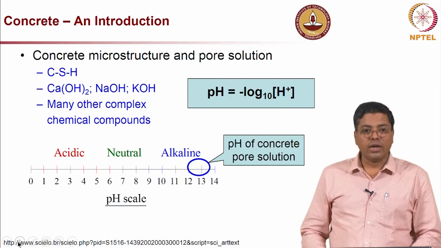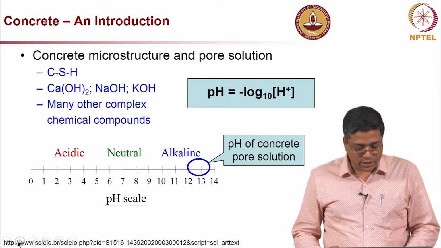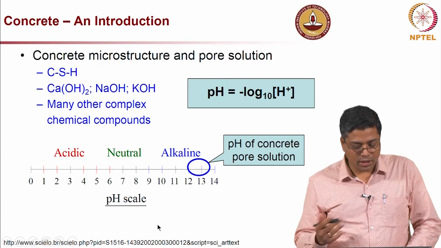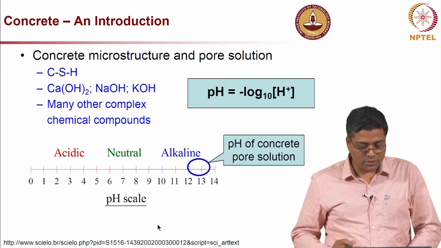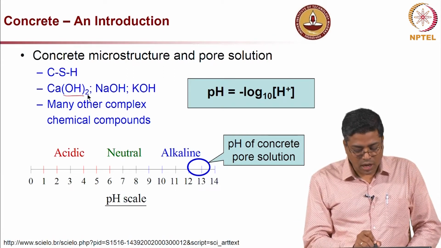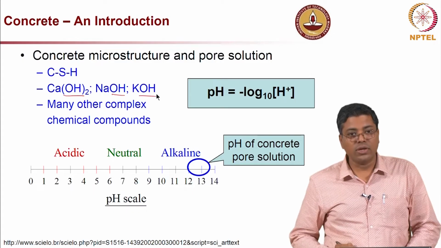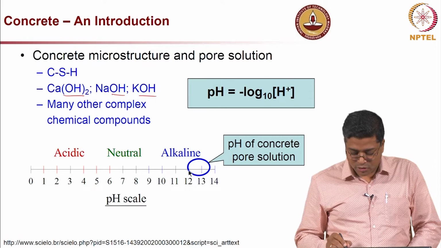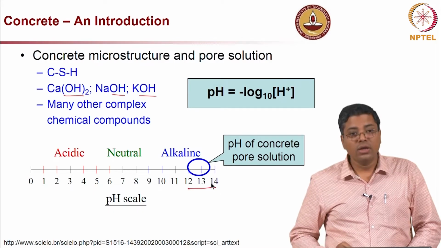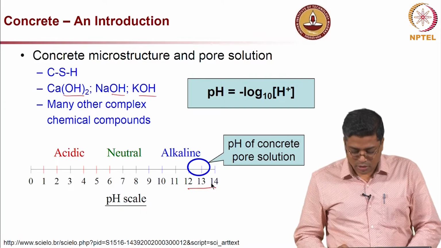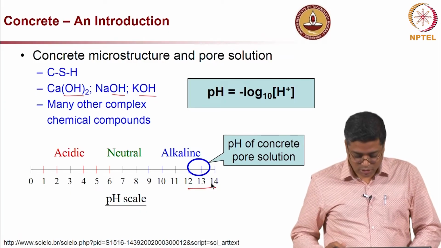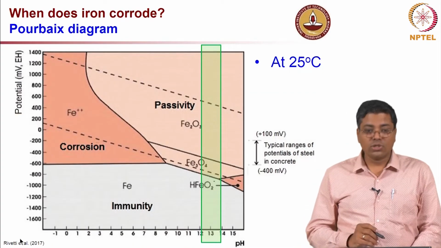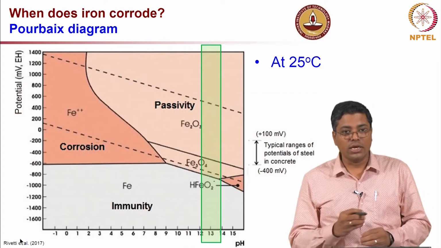Now, what about concrete? Concrete is also very complex. You know that calcium silicate hydrate is a binding agent, or it gives the strength to the concrete, and we also have a lot of hydroxides in the concrete which give the high pH. Now, where is the pH? It will be somewhere 12 plus. This is the region we are going to talk about when you talk about the pH of the concrete pore solution. Now, this high pH really helps us in ensuring that we can use steel and concrete together.